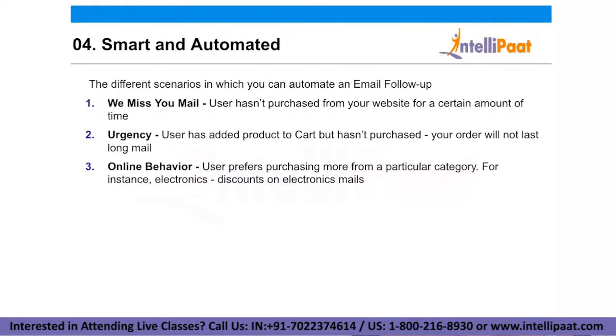The different scenarios in which you can automate email follow-up, right? One is like the example that I gave: the user hasn't purchased from the website for a certain amount of time, and you set a drip in such a way that after 24 hours an email goes to the customer. And then you can also create that urgency.